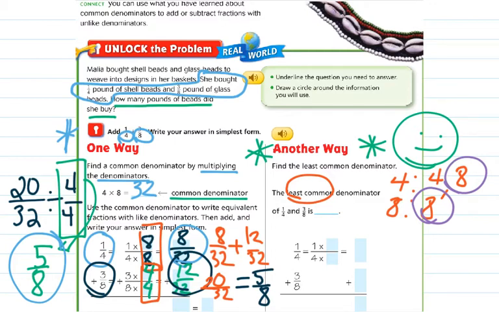So right off the bat, boys and girls, 3/8 already has 8 as the denominator, so we can simply just rewrite 3/8 because it's in the format that we need already. Now we think to ourselves, well, what do we multiply 4 by to get 8? We'd have to multiply by 2. So then if you multiply the denominator by 2, we must also multiply the numerator by 2. So 2 times 1 is 2.